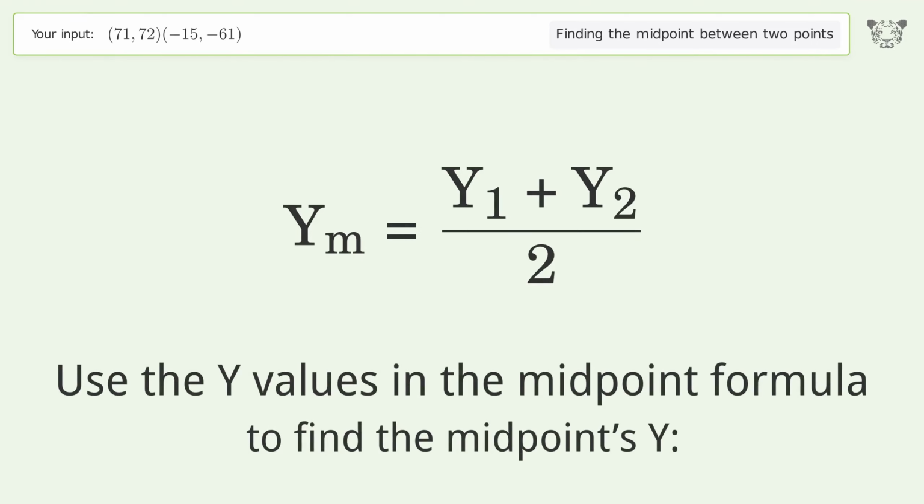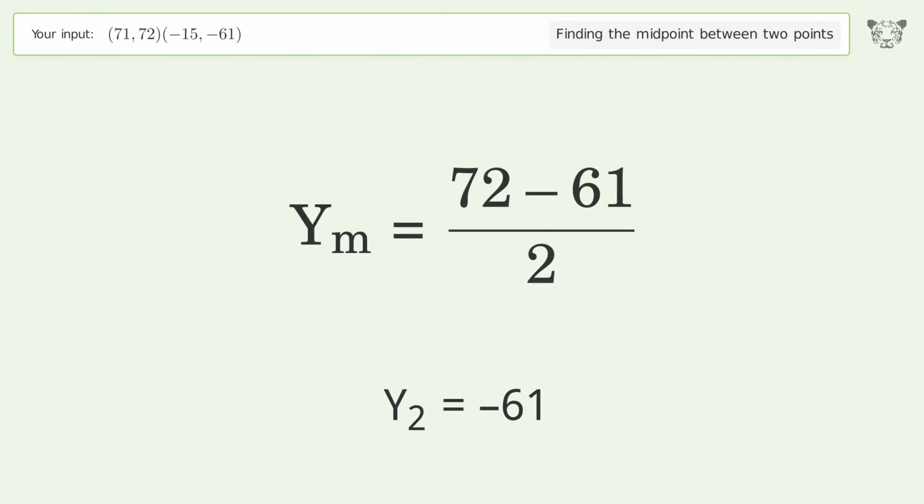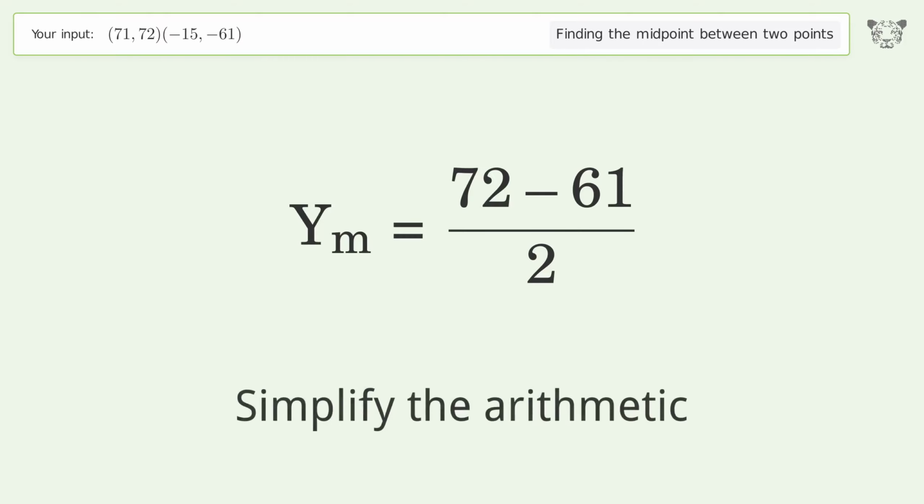Use the y values in the midpoint formula to find the midpoints y. y1 equals 72. y2 equals -61. Simplify the arithmetic.